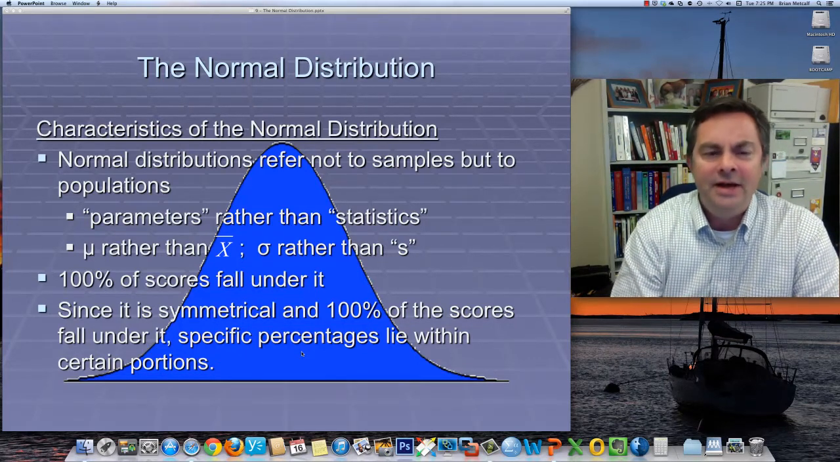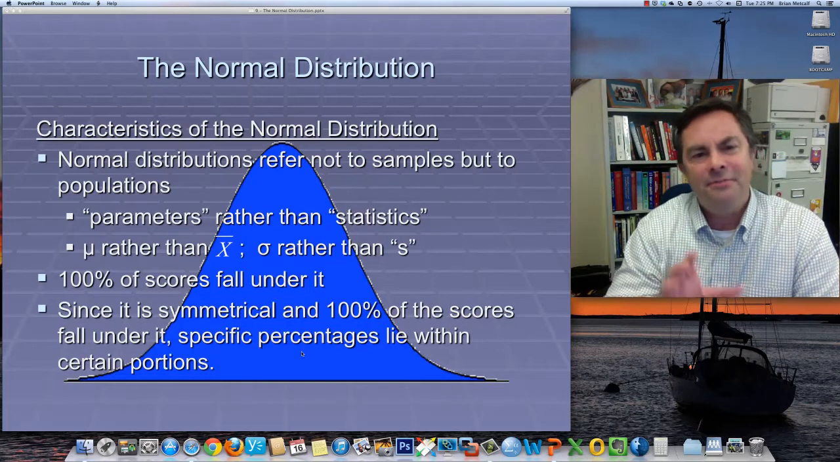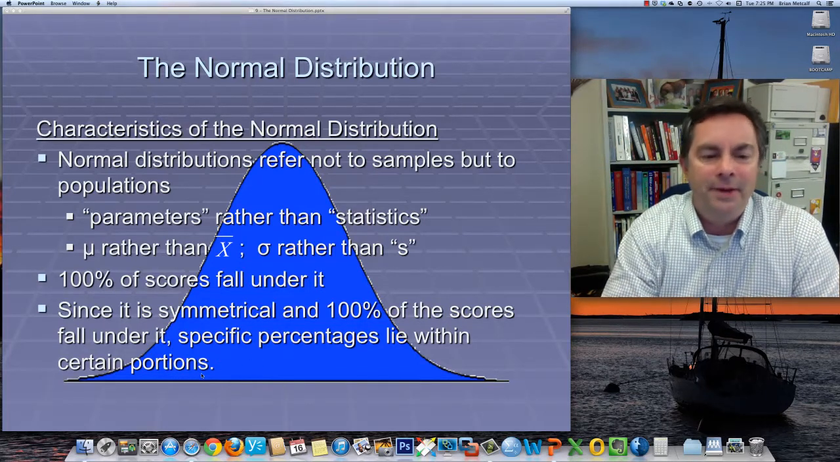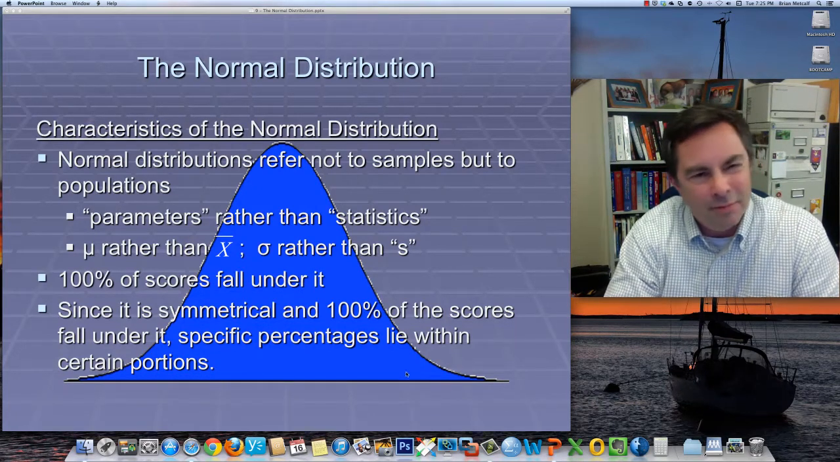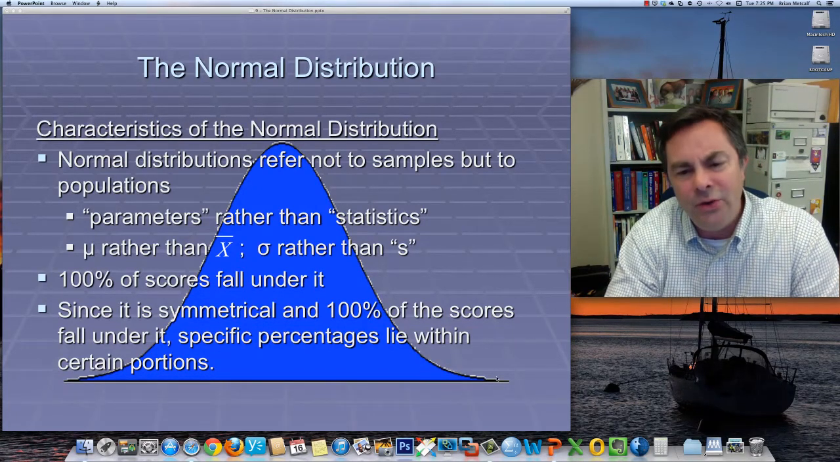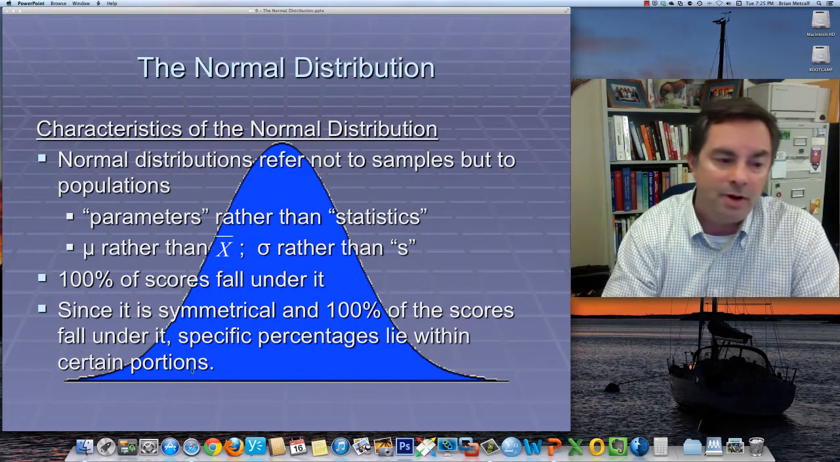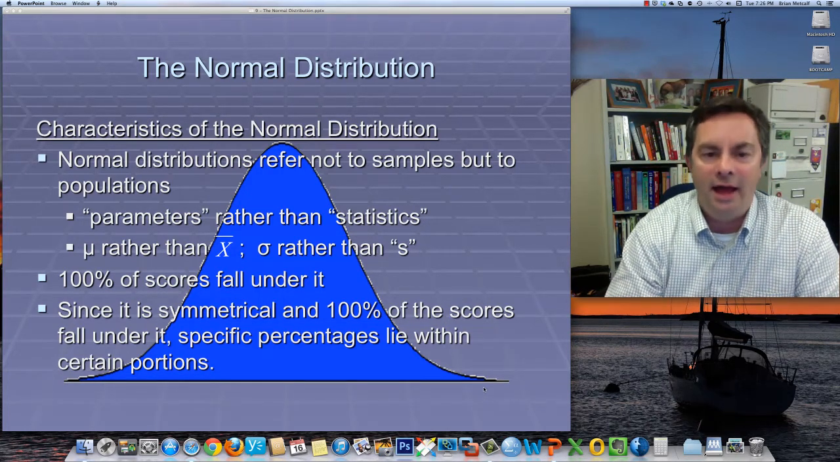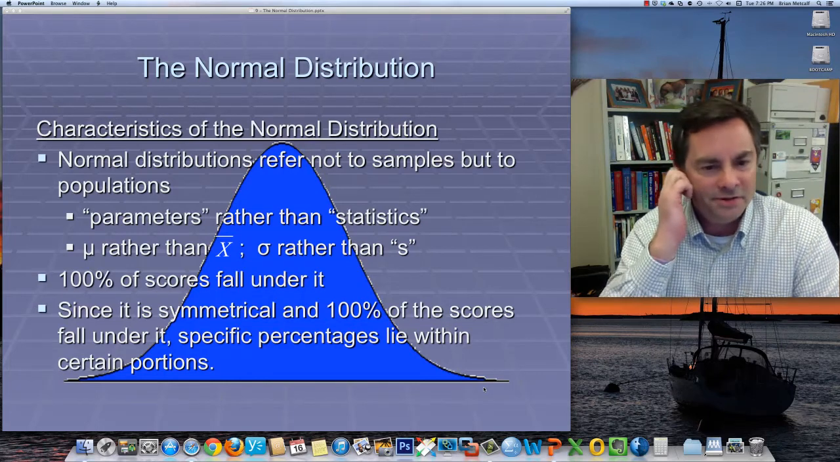We want to use this to talk about what kinds of percentages, what kind of probabilities are associated with being in certain places on here. What is the probability of having an IQ up here, maybe in this upper tail, okay? What's the probability of having an IQ down in the lower portion, all right? We can take any point on this thing and turn it into a percentage.